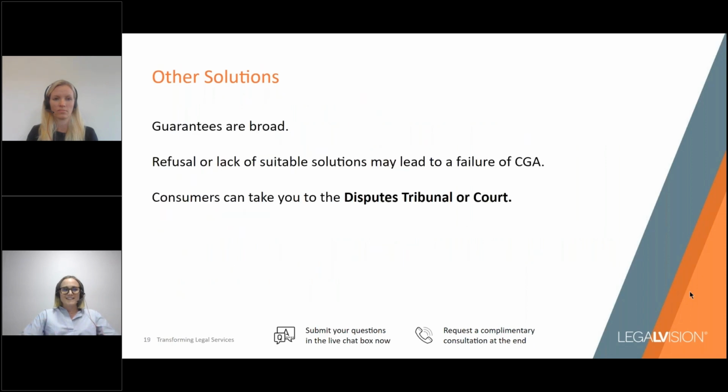So you can see that the consumer guarantees are quite broad and they apply in many situations. It's best to be across your obligations and potential solutions to ensure that you can comply with your obligations under the Act. If you refuse or you're not prepared to offer solutions to consumers where you have failed to meet your consumer guarantees, the consumer can take you to the disputes tribunal or court.